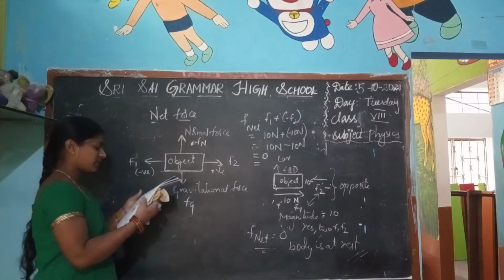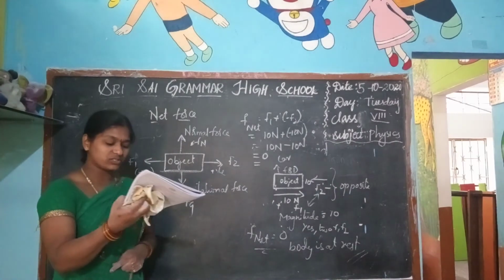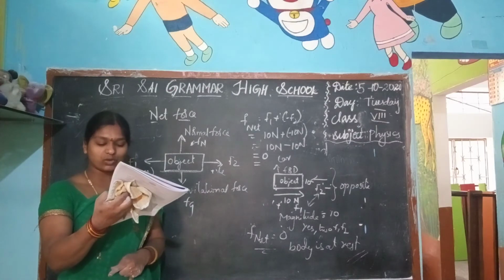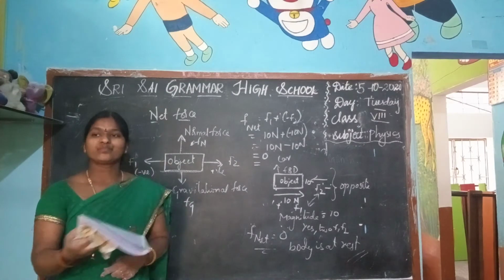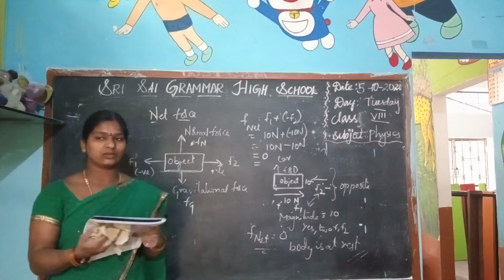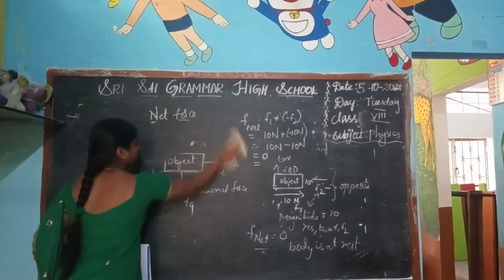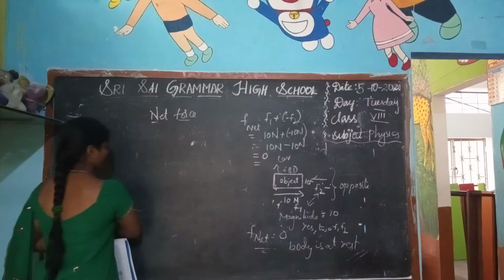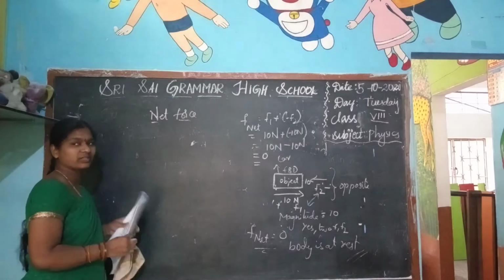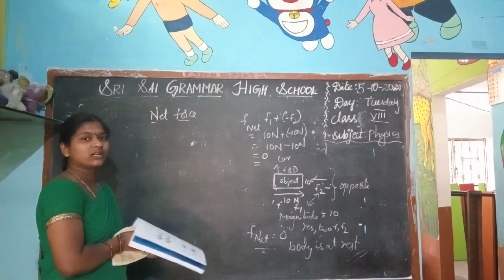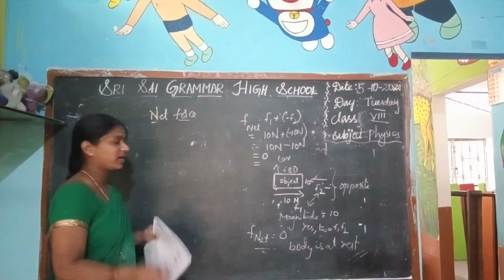Now let us see some force. If the net force on the body is not equal to 0, then the object will be in motion. We just concluded that. Now based on that, I am going to do one problem. Everyone look at the board and keep a textbook in front of you.